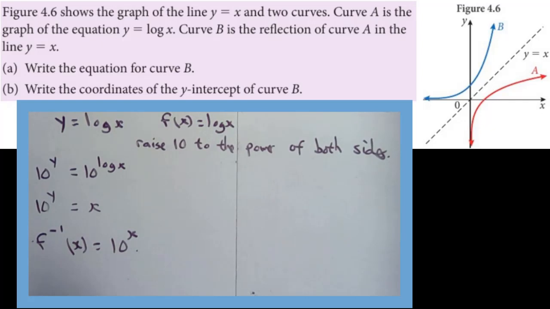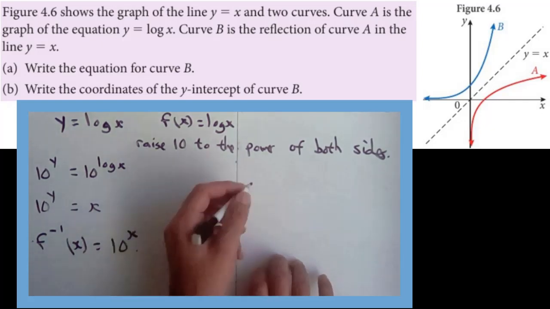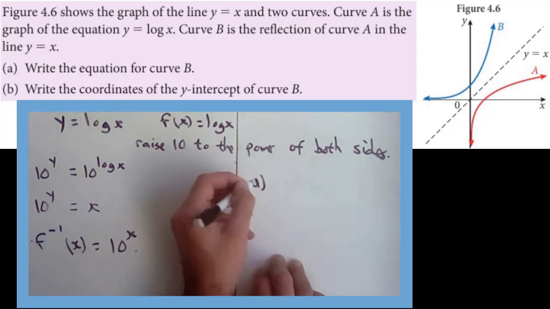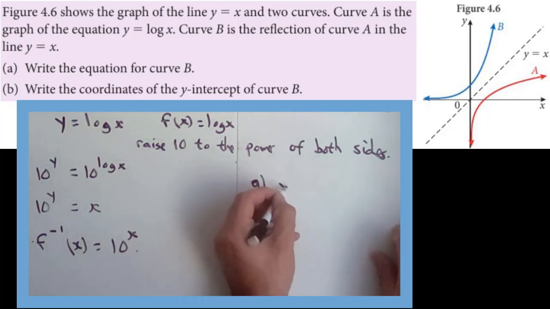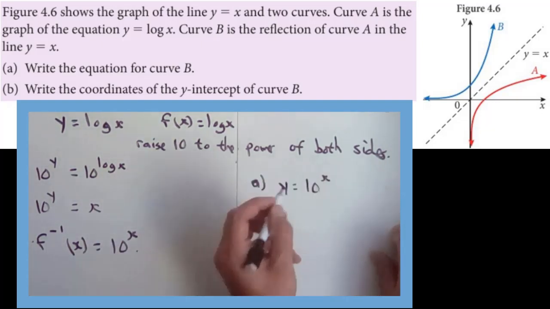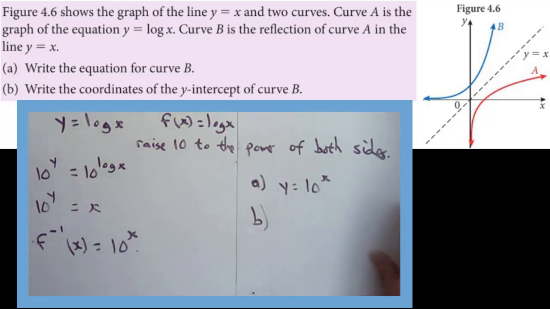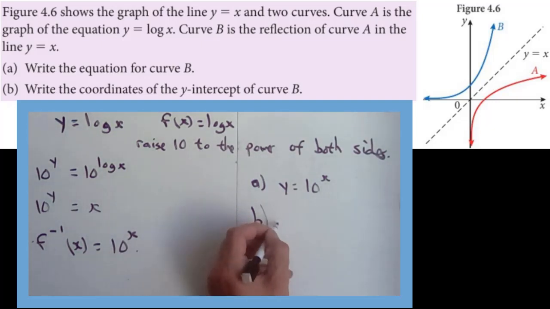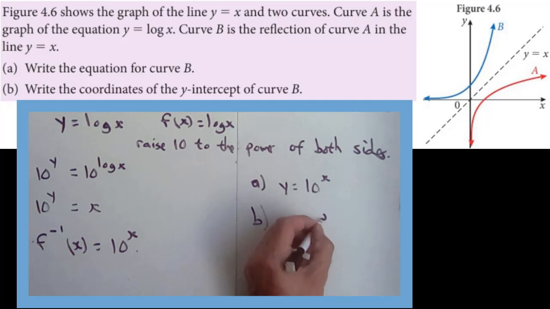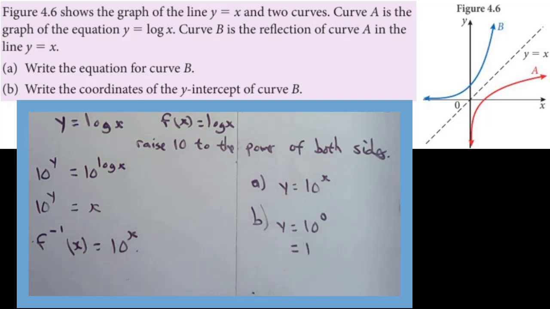Then write the coordinates of the y-intercept. So I'll write that down. B was y equals 10 to the power x. For the y-intercept, remember y-intercept happens when x equals 0. So y equals 10 to the power 0, which is 1. So the y-intercept, the coordinates are 0, 1, which for any general exponential function, that will be the y-intercept.